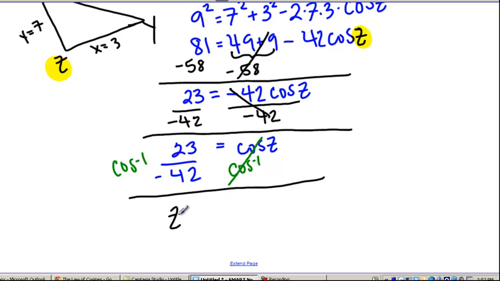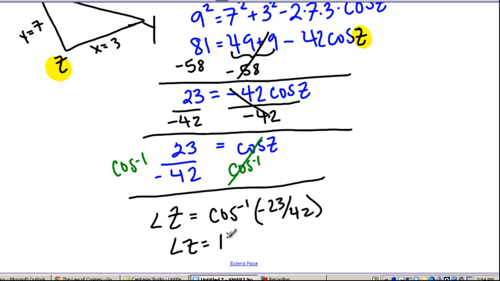So angle Z is equal to the inverse cosine of negative 23 divided by 42. You're just going to plug that straight into your calculator. Again, make sure your mode is in degrees. And you get Z is equal to 123.2 degrees. And that is it.